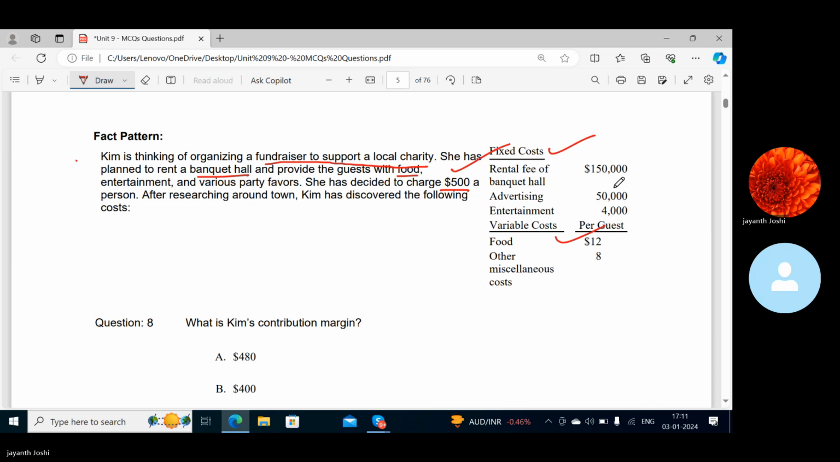Rental, banquet, and everything is given. Variable cost per unit is given. They're asking you contribution margin. It's like sales minus variable cost. What is sales? What is revenue? 520. Variable cost? 480.